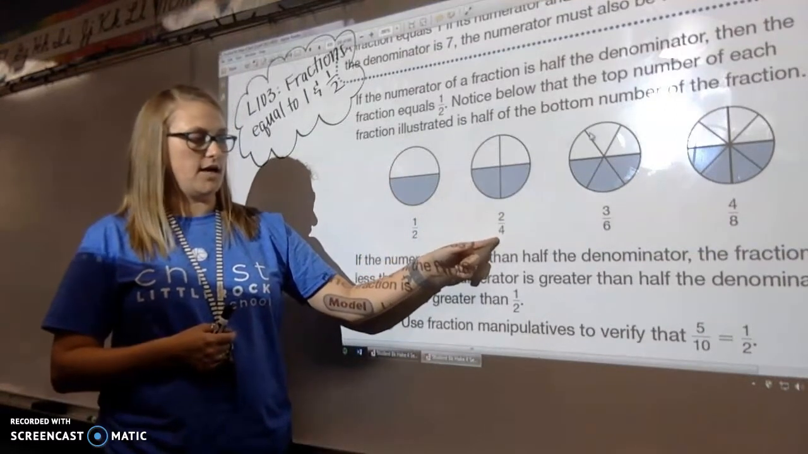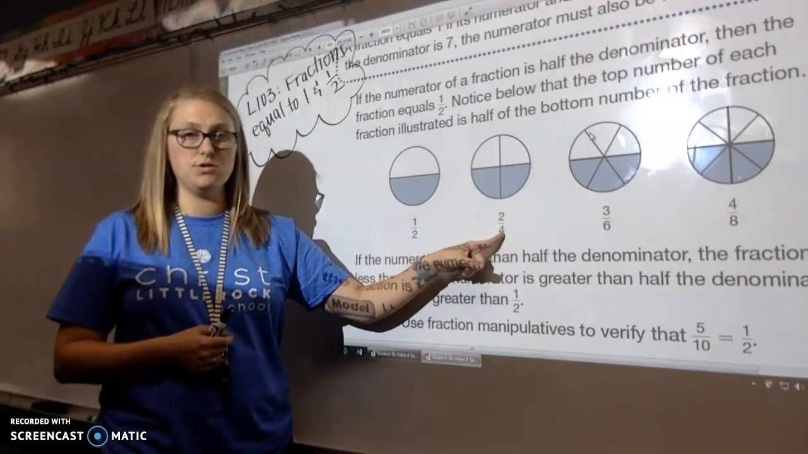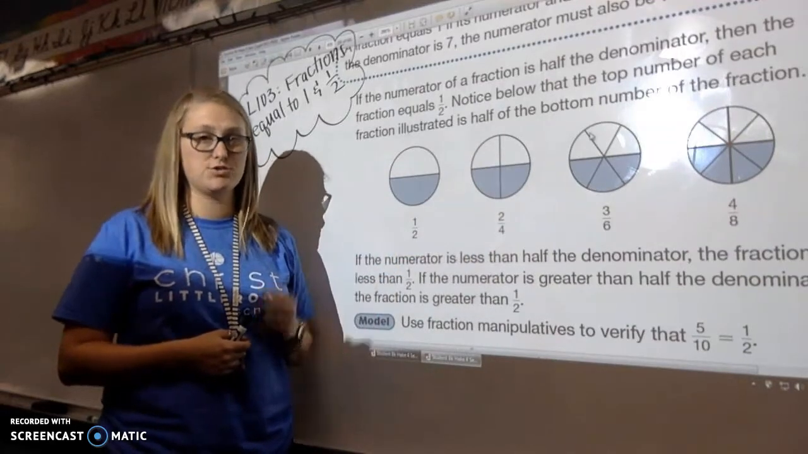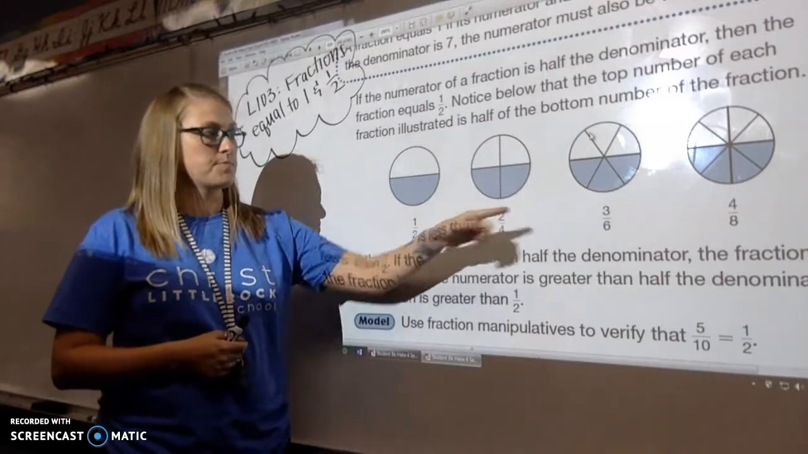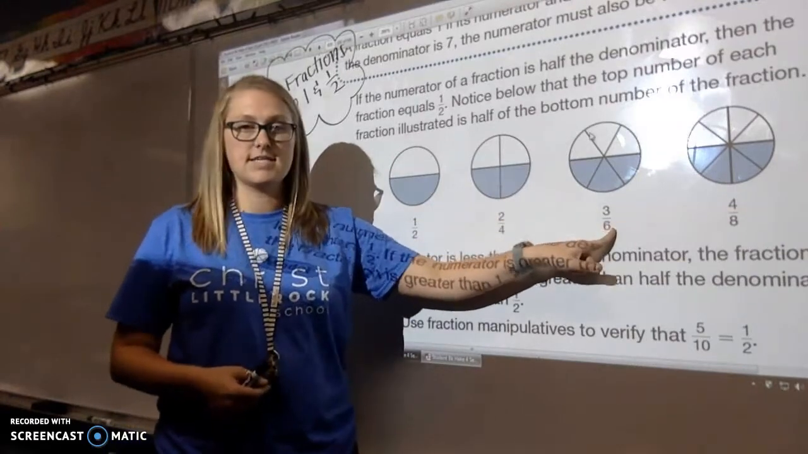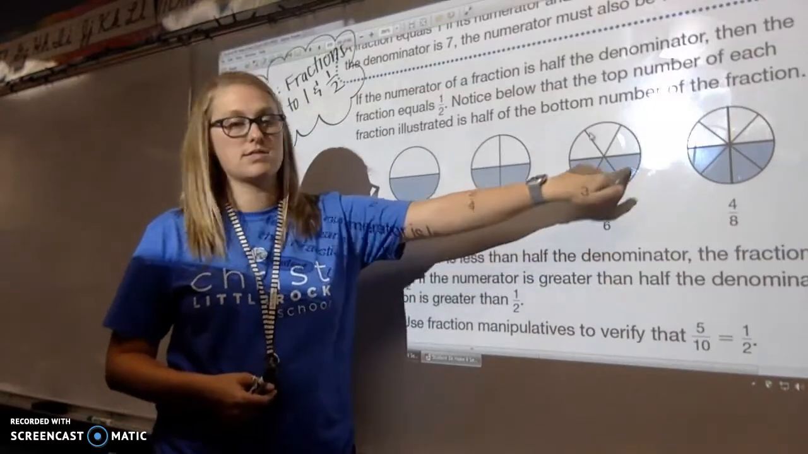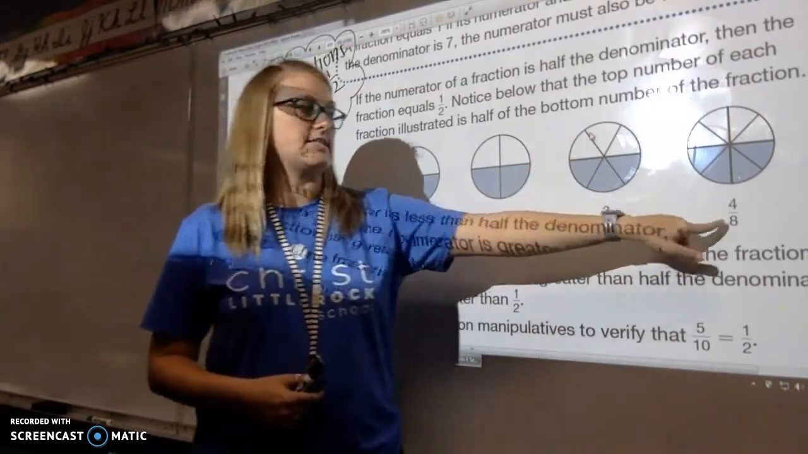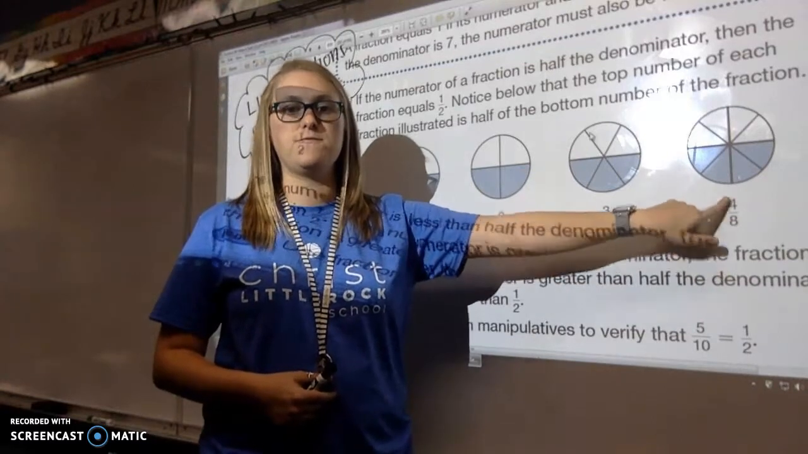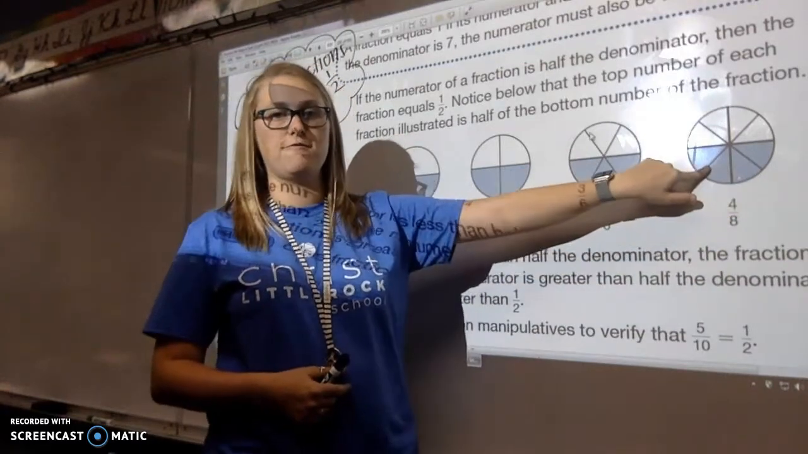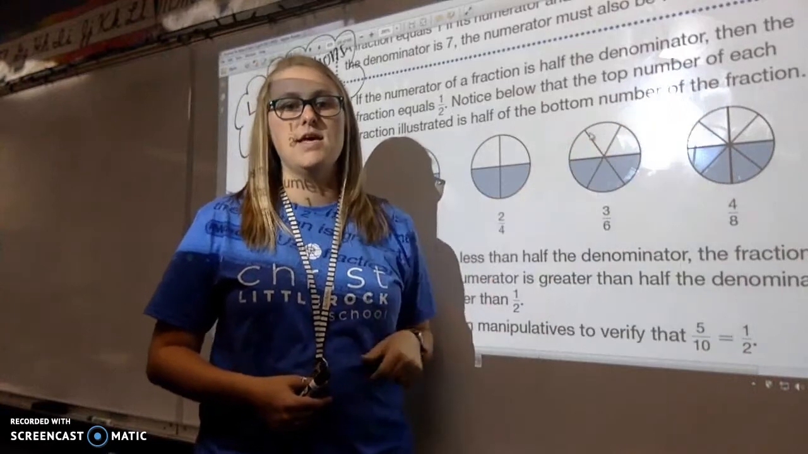2/4. Okay, 4 divided by 2, because half is 2, 4 divided by 2 is 2. Okay, 6. 6 divided by 2 is 3, so 3 out of 6 would be half. 8 divided by 2 would be 4, so when you color in 4 out of 8 pieces, that would be half.